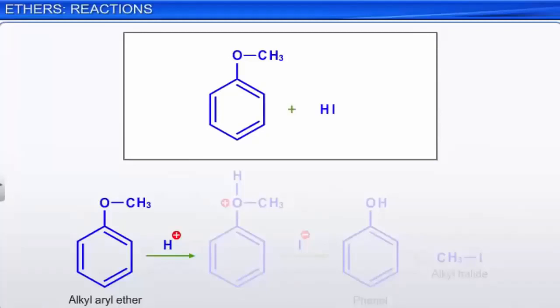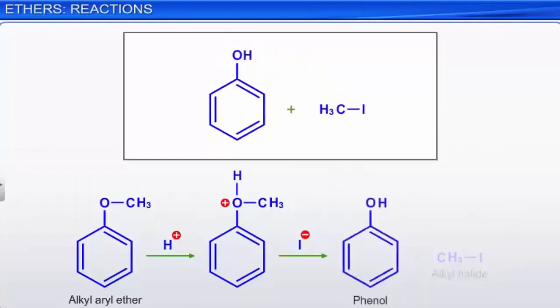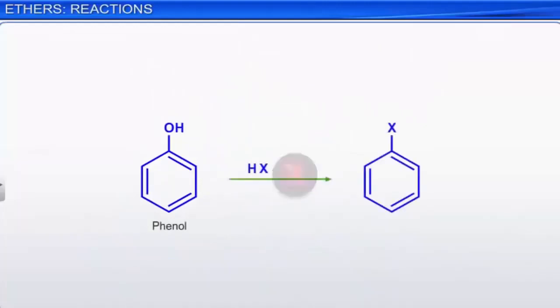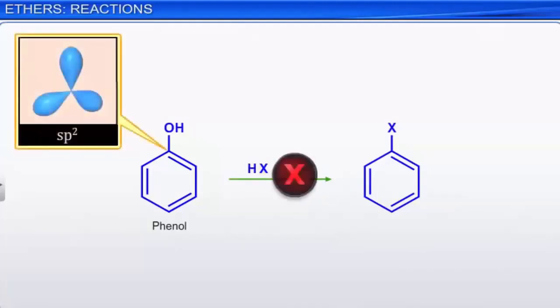Alkyl-aryl ethers also undergo acid-catalyzed cleavage. The cleavage occurs at the alkyl-oxygen bond because the aryl-oxygen bond is more stable due to its partial double bond character. When the alkyl-oxygen bond breaks, phenol and an alkyl halide are produced. The phenol formed doesn't react further with another molecule of hydrogen halide to give an alkyl halide, since the sp2 hybridized carbon of phenol cannot undergo a nucleophilic substitution reaction.